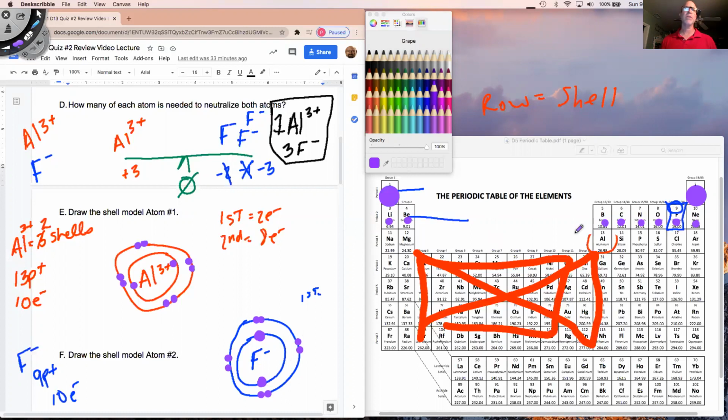And that's the thing that's beautiful about chemistry: there's no questions. It's on the second shell, it's on the second shell. And so this right here would be the shell model for fluorine, and this would be the shell model for aluminum.